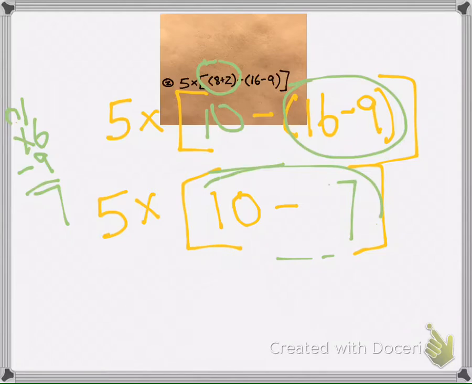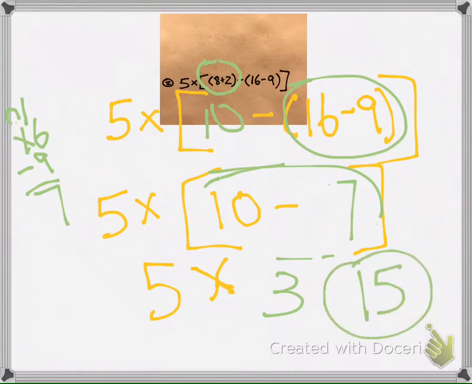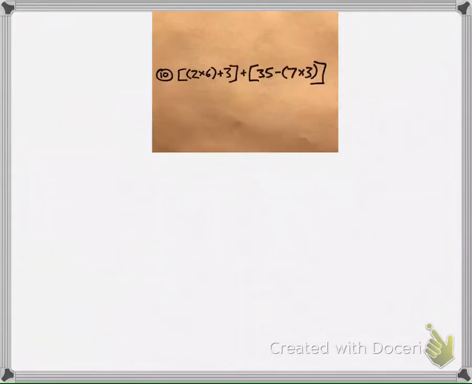All right, so now I don't have any more parentheses, so we treat this bracket just like a parenthesis. I'm going to circle that. 10 minus 7 is 3. And I'm going to finish this off by rewriting everything else. And we're left with 5 times 3 equals 15. So that simplifies down to 15.